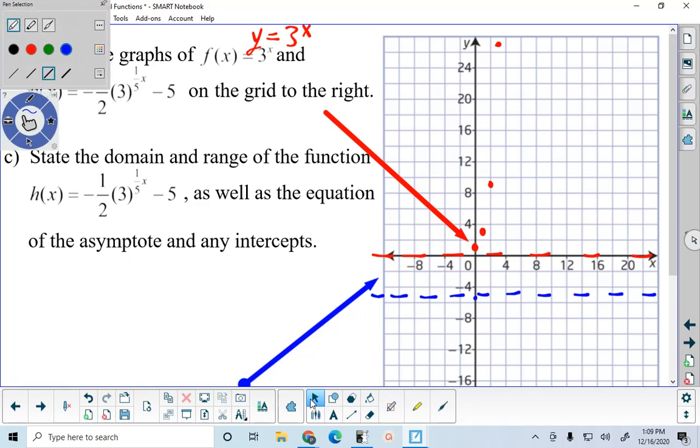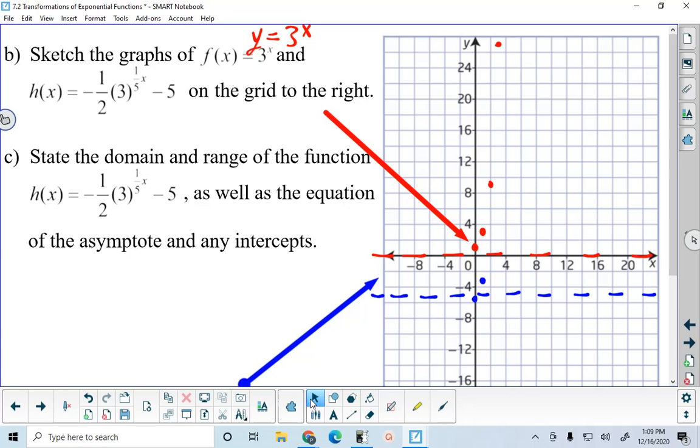The next point, I'll make this one a little bigger. The next point is this one. So I need to stretch it vertically by a factor of 1/2, which is going to put it at 1.5. Reflect it vertically, which will put it at -1.5. And then go down 2, 4, 5.